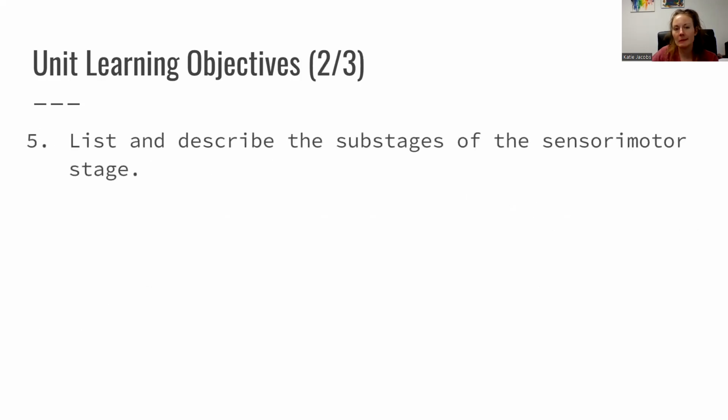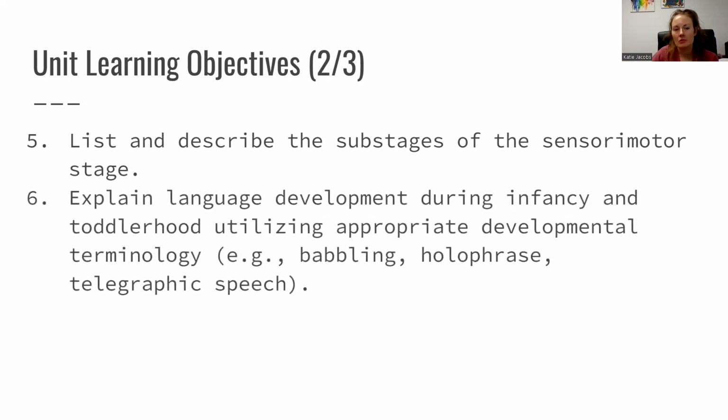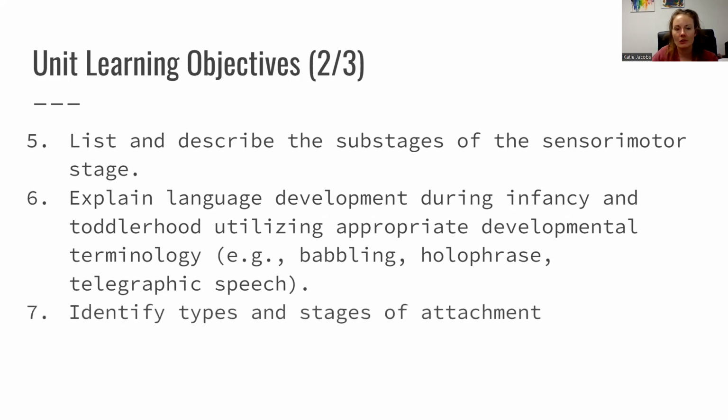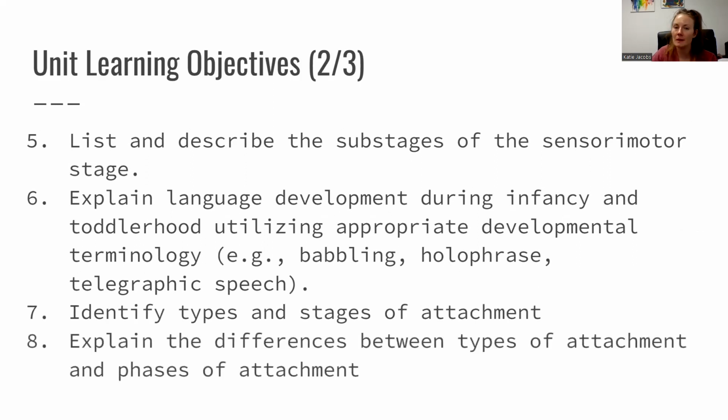In addition, I want you to be able to list and describe the substages of the sensorimotor stage. I want you to explain language development during infancy and toddlerhood utilizing the appropriate developmental terminology. So for example, babbling, holophrase, telegraphic speech. I want you to be able to identify types and stages of attachment. But I also want you to be able to tell me the difference between the 2. So I want you to be able to explain what's the difference between types of attachment and phases of attachment.